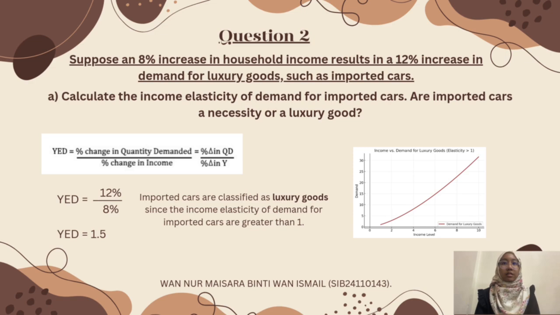Since the income elasticity of demand for imported cars is 1.5, we classify them as luxury goods. This tells us that as people's income rises, they are likely to spend more on imported cars compared to other types of goods. Here is the curve showing the relationship between income levels and demand for luxury goods. The curve illustrates that as income increases, the demand for luxury goods rises at a faster rate, consistent with luxury goods being income elastic.